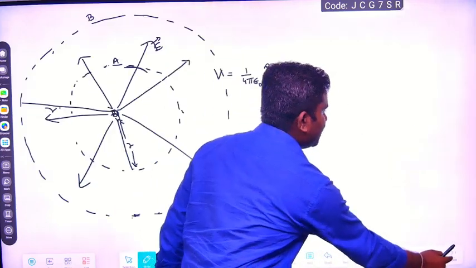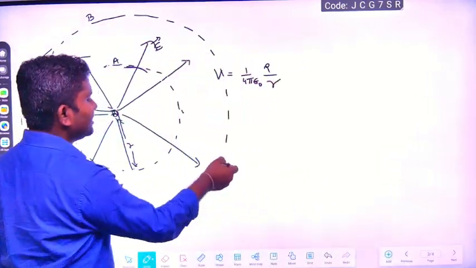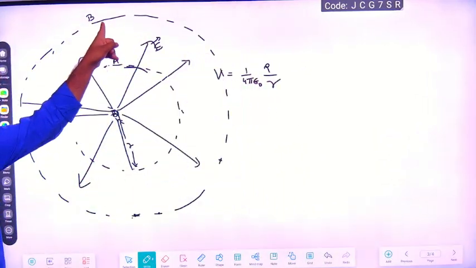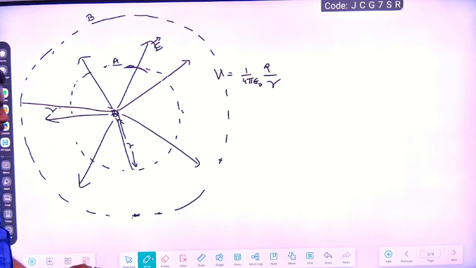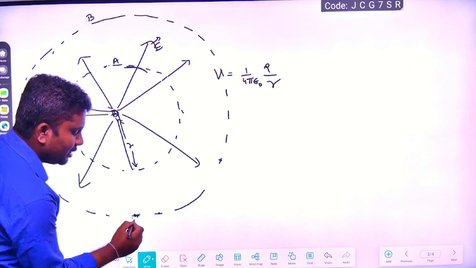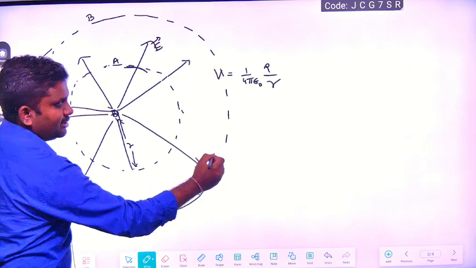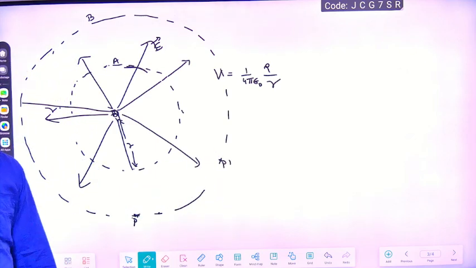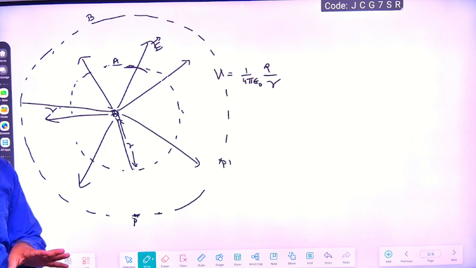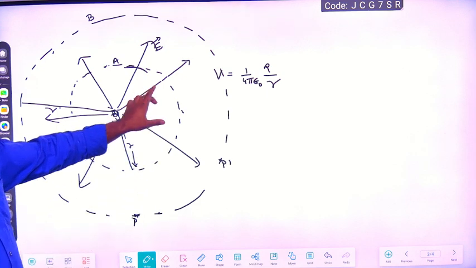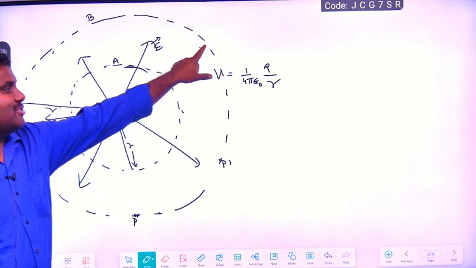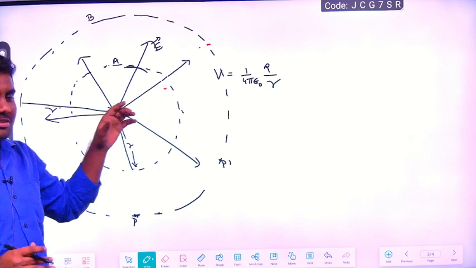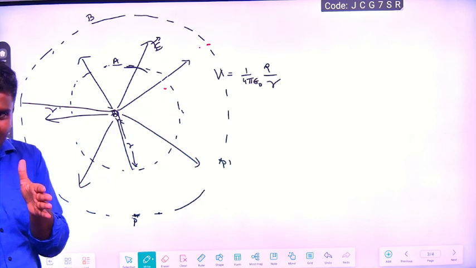Now this is the second equipotential surface, which is B. What is the work done to move a charge from this point P to P dash? How much work do you need to do? Zero. Correct, right? Now you got clarity? So this is C. This is one equipotential surface and this is another. Are they merged or are they separated?